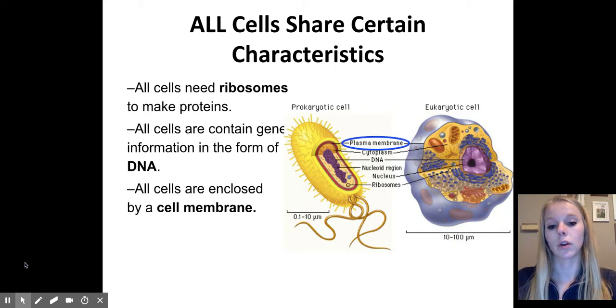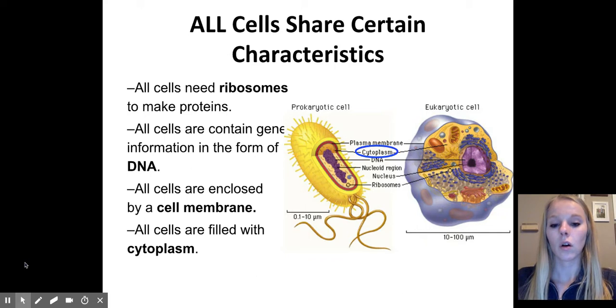All cells are also enclosed by a cell membrane, which forms the boundary of the cell and controls what enters and exits the cell. All cells are filled with a jelly-like substance called cytoplasm, and this supports and protects the working inner parts of the cell. Your third keyword is have.